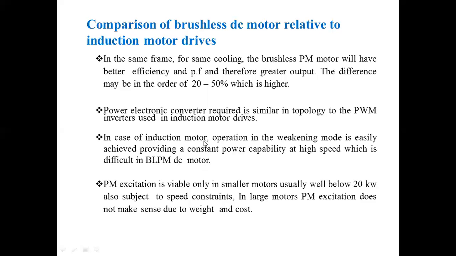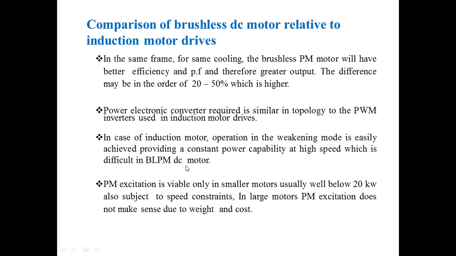Actually, induction motor drives require an AC supply voltage. Therefore, there is a comparison between the supply systems: here we are using a DC supply, and the induction motor drives use an AC supply. For the induction motor drives, operation in the field weakening mode is easily achieved, providing a constant power capability at high speed, which is difficult in brushless DC motors. But they have some limit. Brushless DC motors with permanent magnets have some limit, and induction motors also have some limit.